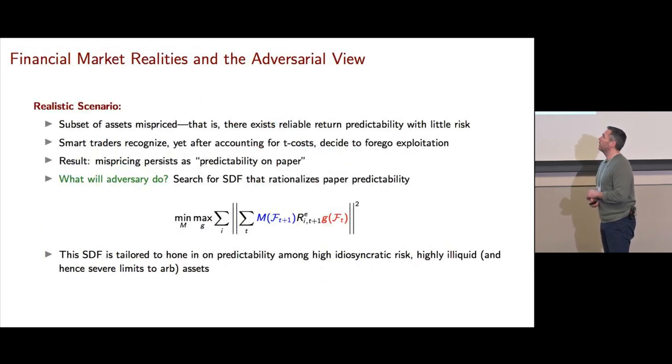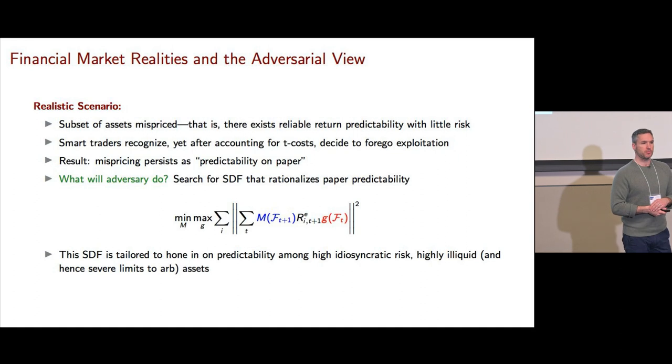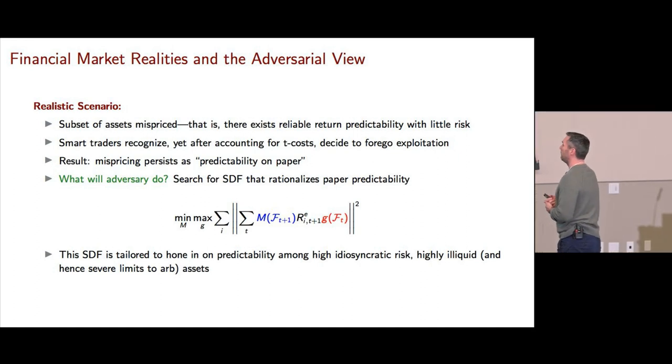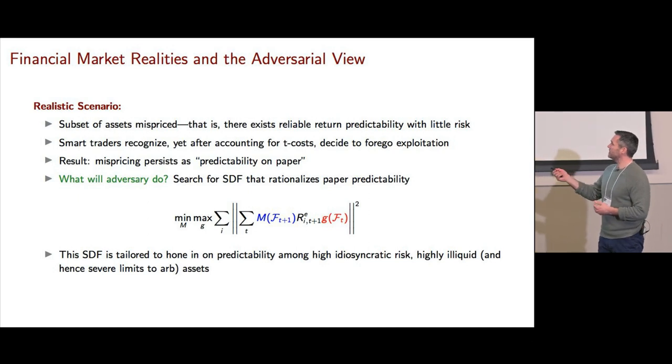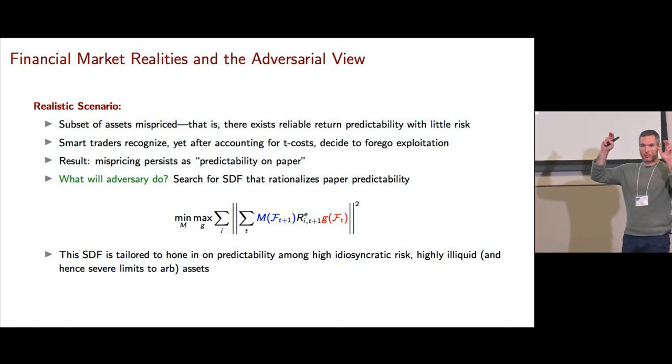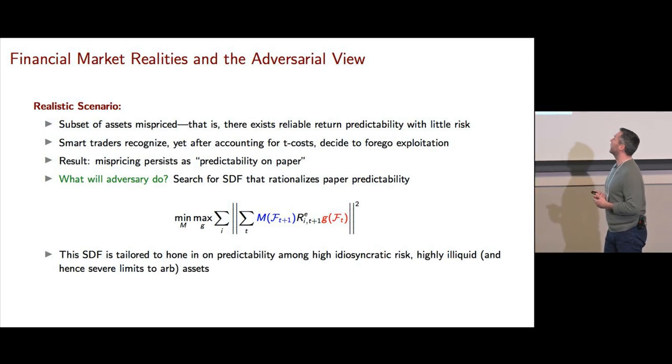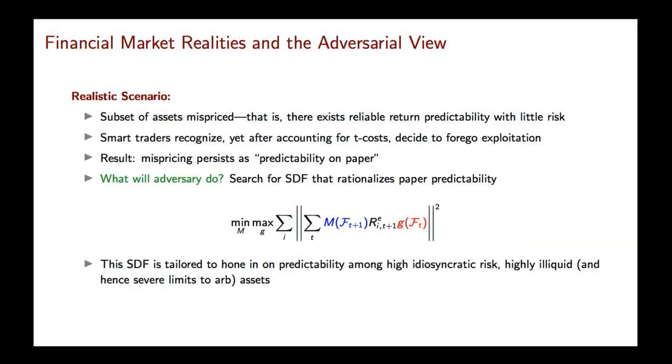All right, so what are the problems? I think there's actually a pretty important problem to deal with here. And the idea is the following. I think of this as a realistic scenario. You have a subset of assets that are mispriced in the economy, i.e., there's reliable return predictability without much risk there. So that's my realistic scenario that I'm starting with.